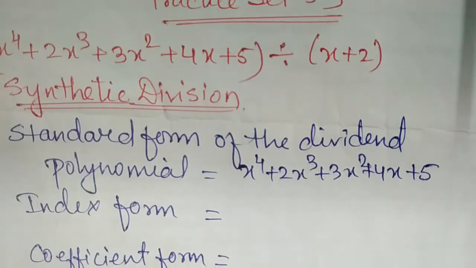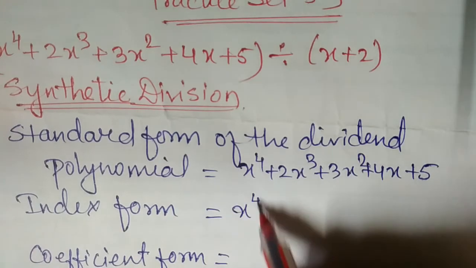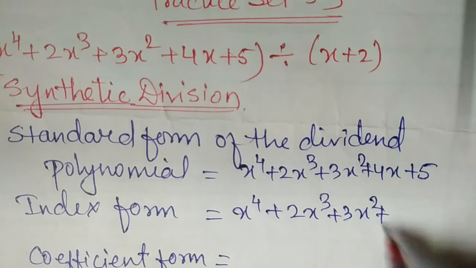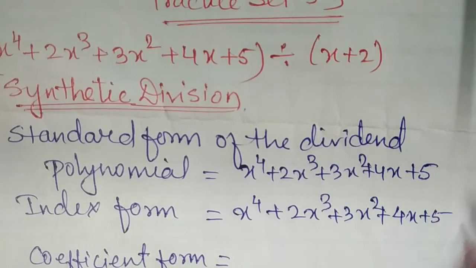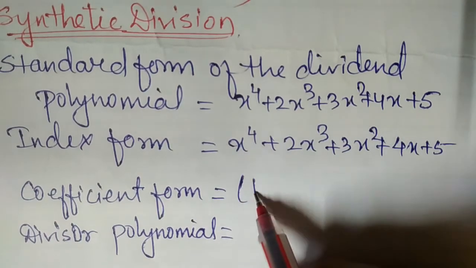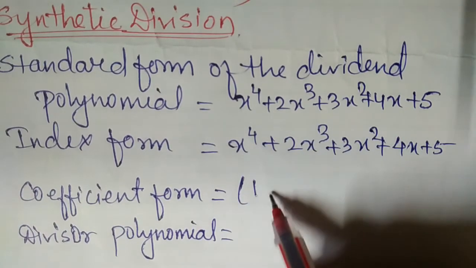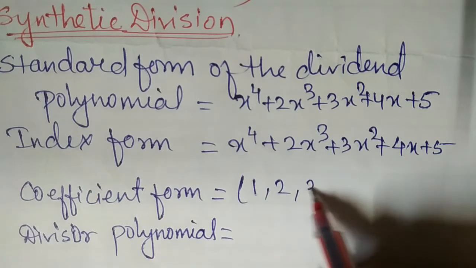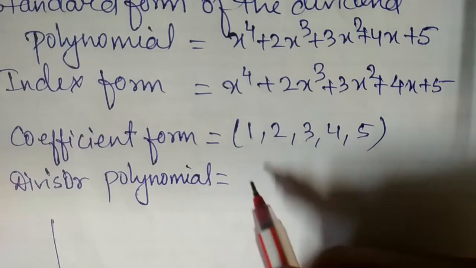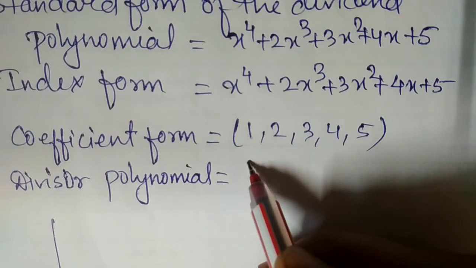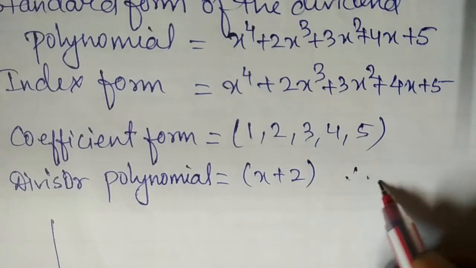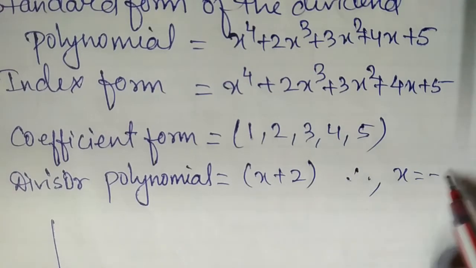Now its index form we will write, that is x raised to 4 plus 2x cube plus 3x square plus 4x plus 5. Now its coefficient form we will write it. So here for x raised to 4, 1. For x cube it will be 2, and like this here 3 and 4 and here 5. Now divisor polynomial. In the question it is given, that is x plus 2. So x plus 2, that means x will be equal to minus 2.